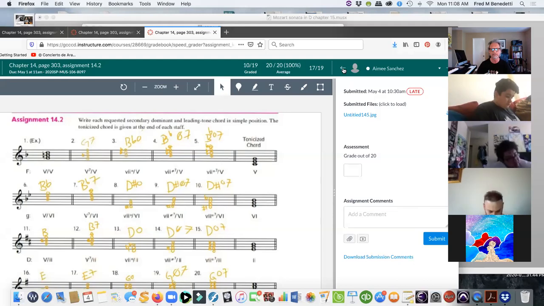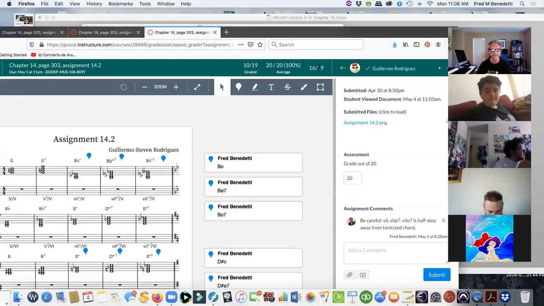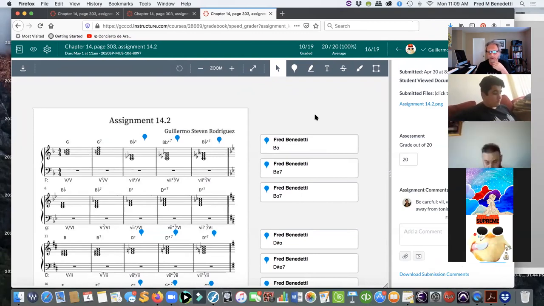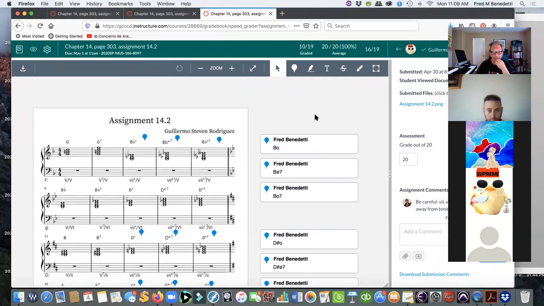Okay, so for example, Guillermo, go ahead, Steve. So what is it that you see that doesn't look understandable to you? Are you there? Yes, I think you left a comment saying that I should be careful with filling chords because they're like half a step away from the tonicized chord. Right. Okay. So for example, the one in F major we actually did in class, but do you notice that? Because I do have yours. Is that okay if I put your assignment up? Yeah, that's fine. Okay. I should have asked that before I totally displayed it on the screen.